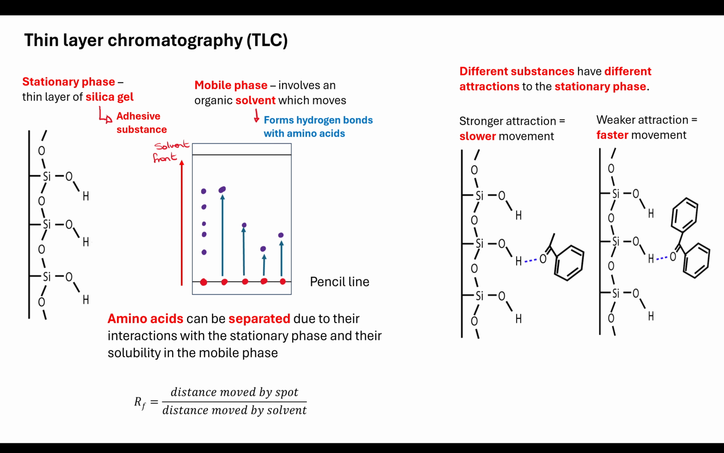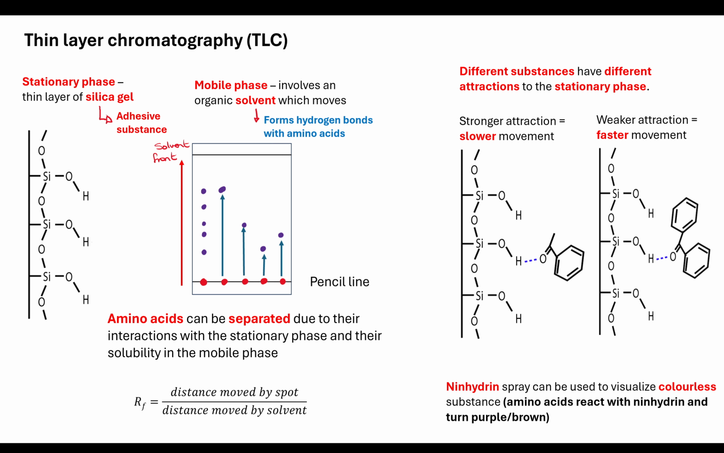Now, most of the time, these substances that we're looking at and trying to measure are actually colorless. So what we need to do is add in a chemical that's going to allow us to visualize this colorless substance. So ninhydrin is a spray that can be used to visualize amino acids. Because the amino acids react with the ninhydrin, that will then turn either purple or brown, and that means we can then visualize it so that we can measure the distance that molecule has moved divided by the distance moved by the solvent front. So this is part of your practical assessment.